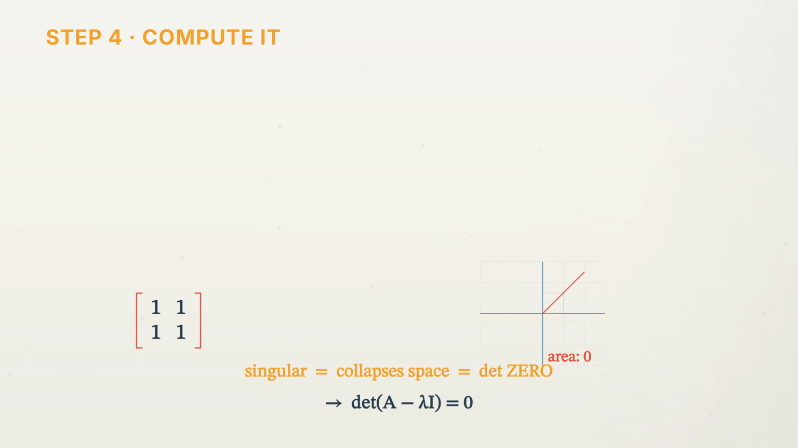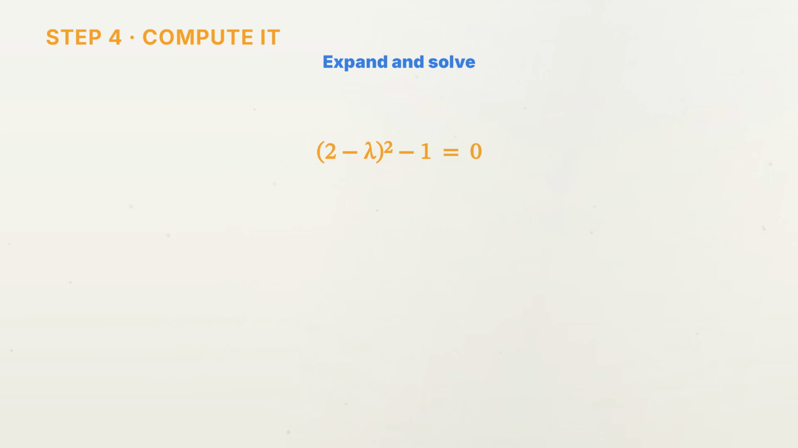Our matrix is 2, 1, 1, 2. Its determinant: 2 minus lambda squared minus 1 equals 0. Expand it: lambda squared minus 4 lambda plus 3 equals 0. Now factor. What two numbers add to 4 and multiply to 3? 1 and 3, so lambda minus 1 times lambda minus 3. Check it. The eigenvalues are 1 and 3, two numbers, and each one now needs its own direction.